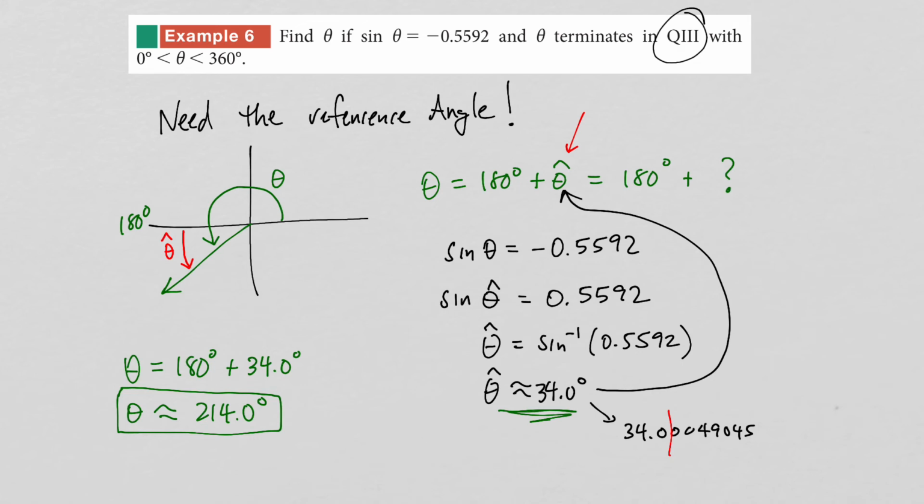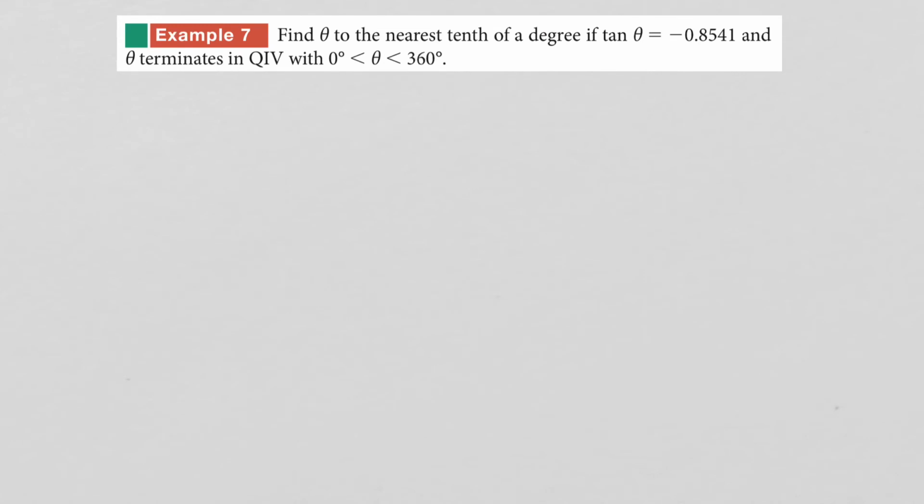All right, let's try some others. So here we have tangent of theta is negative 0.8541. Theta is in the fourth quadrant, and theta is some angle between 0 and 360 degrees. And we want to find theta to the nearest tenth of a degree. So again, I'll just start by drawing a picture. We know that theta is in the fourth quadrant, so theta looks like this. What we need to do here is find the reference angle, which is theta hat.